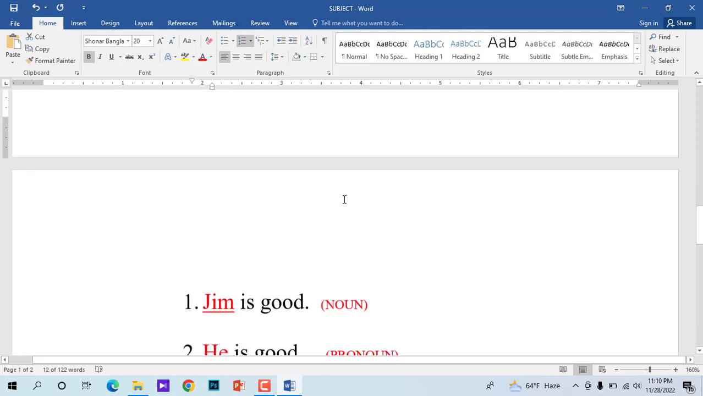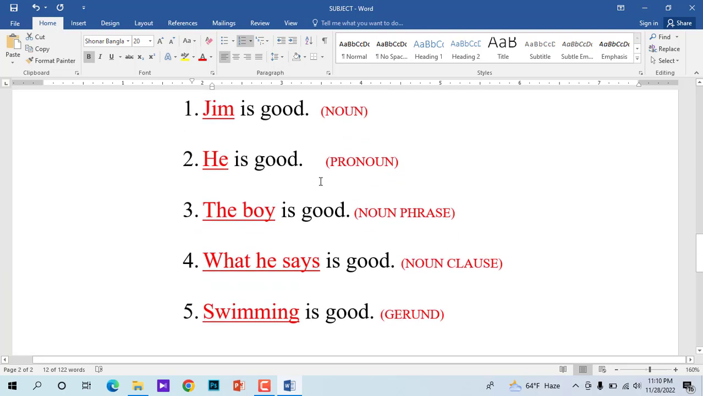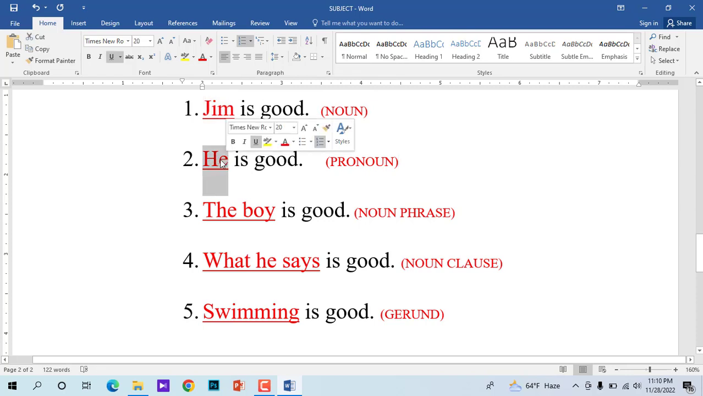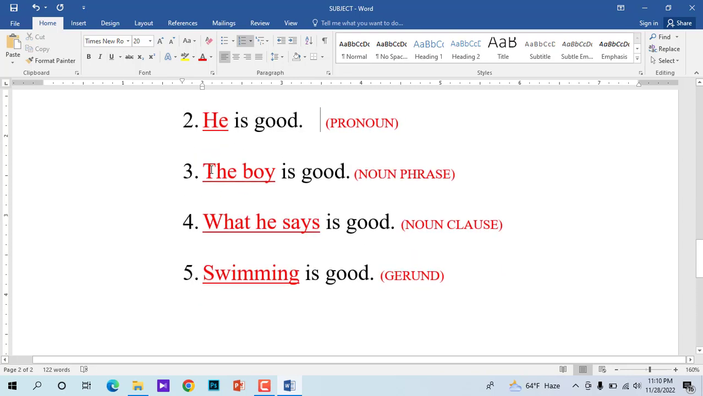Some examples are here. If you look at these sentences: Jim is good. Here Jim is the name of a person, and this is a subject, and this is a noun. I put these words in this video so that you can easily get these things. Jim is good means Jim is the subject and he is good. In the second sentence, he is good, he is a pronoun. We all know that very easily. And the boy is good, it is a noun phrase.